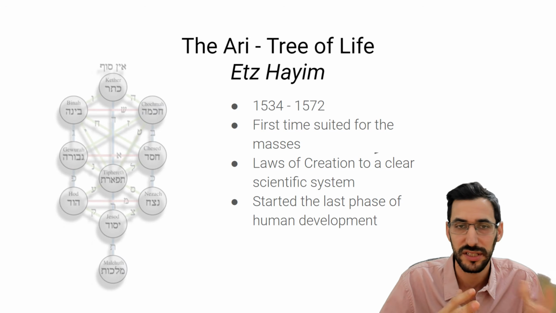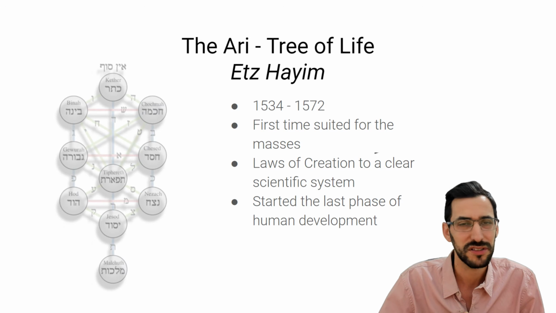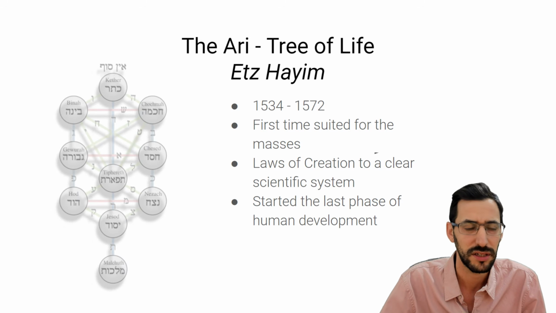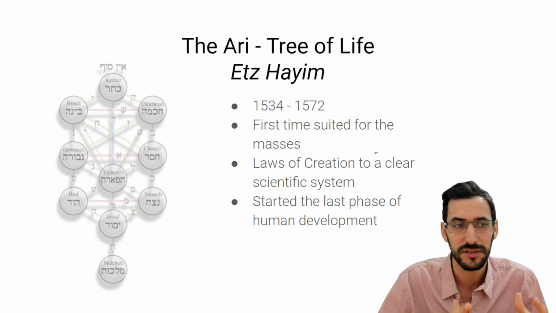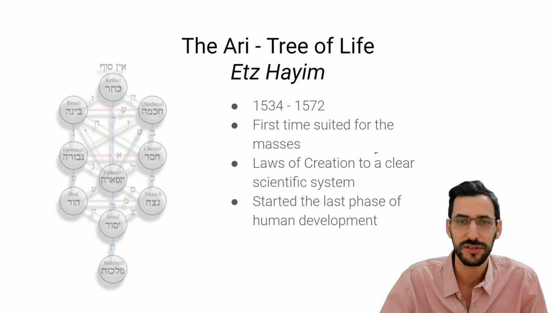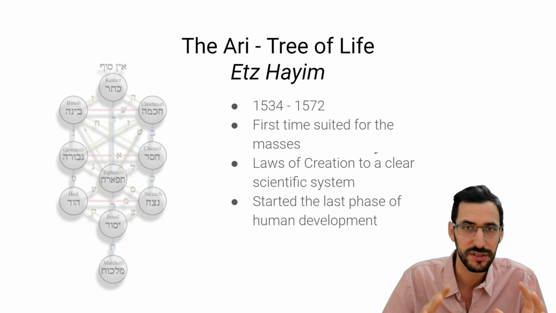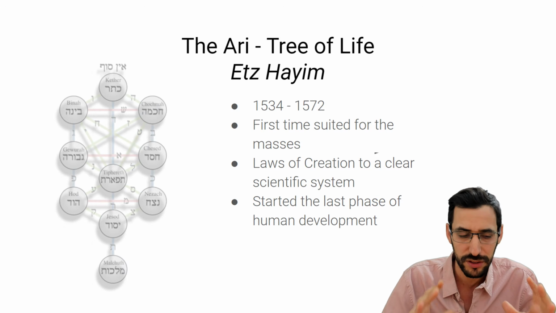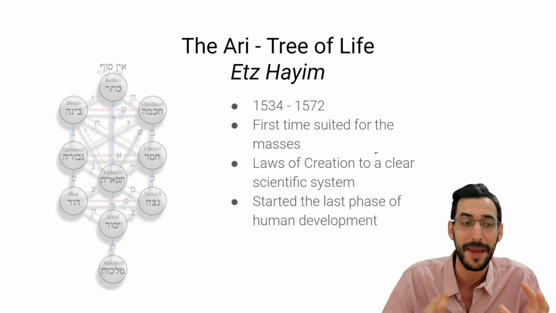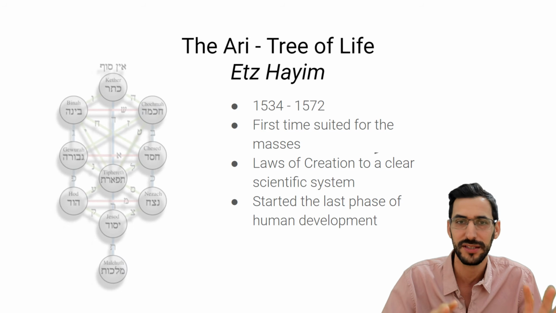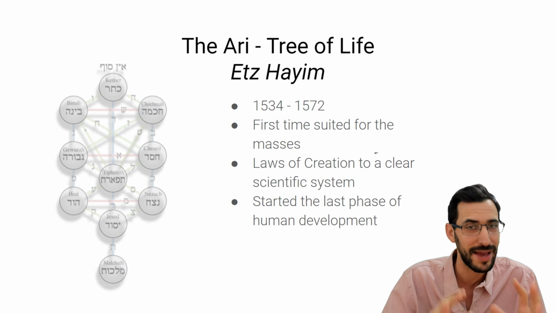The Ari lived in the 16th century. He was a revolutionary Kabbalist, a pioneer, because this book of his, this book called The Tree of Life, was the first time that he took the spiritual worlds, its structure, and created it in a clear, defined, structured manual. So it's the first time that he took this and suited it for the masses.